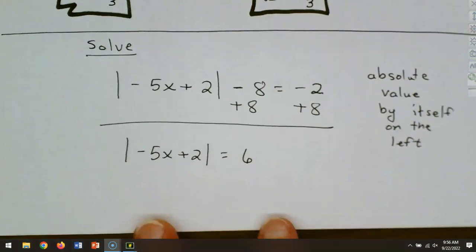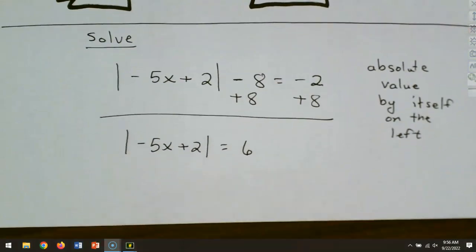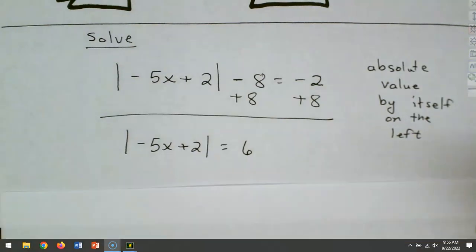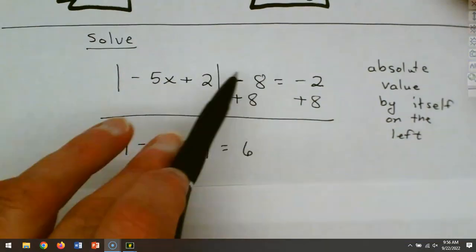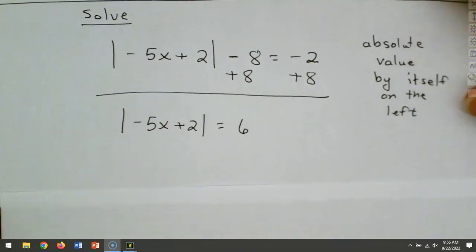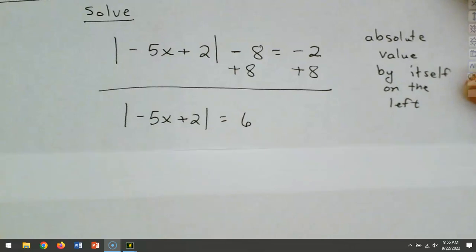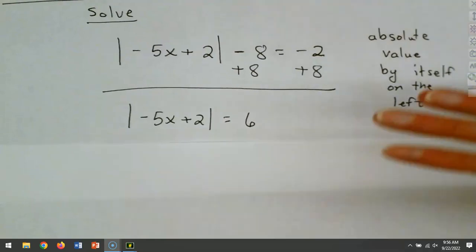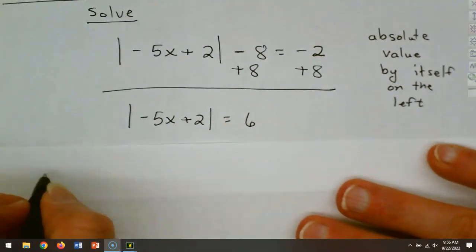Now we can get our two equations. But where students make a mistake, and I see it happen all the time, is they will try to get this 8 and put it inside the absolute value. And it is not. It is separate. So I had to move it over to get the absolute value by itself. It has to be by itself on the left. And now what do my two equations look like?